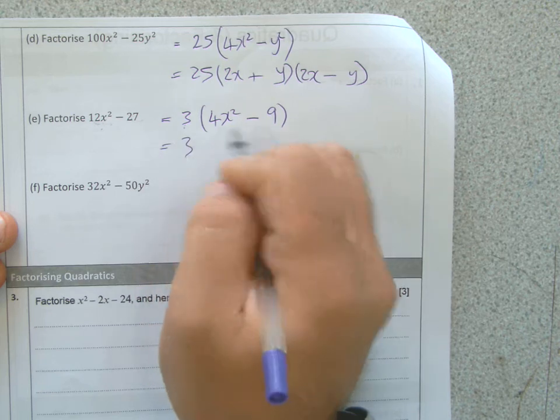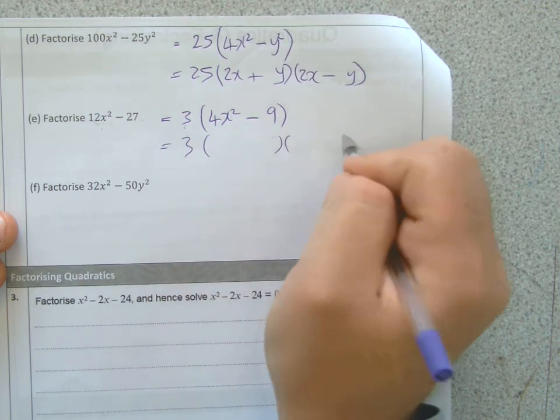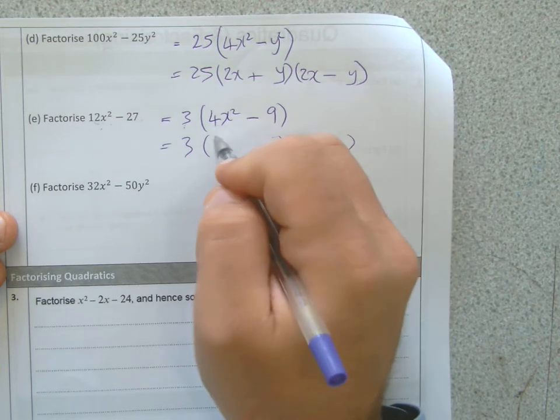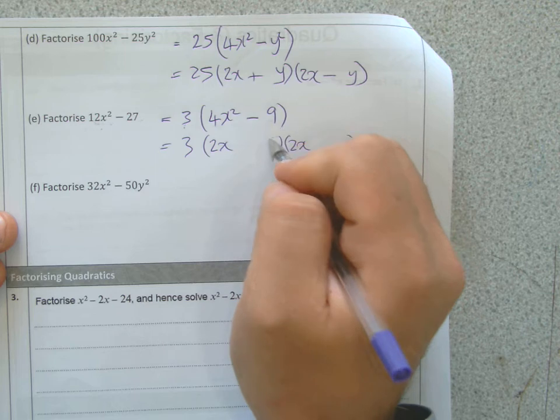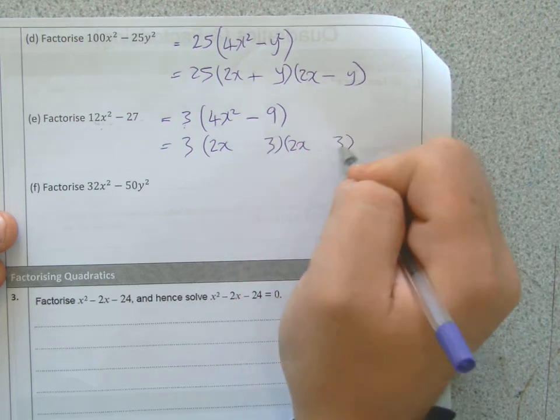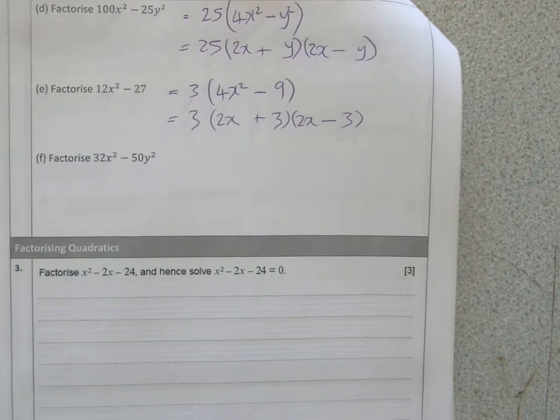Notice inside that bracket, difference of two squares. What do we square to get 4x squared? 2x. What do you square to get 9? 3. One's a plus, one's a minus. Last one, F.